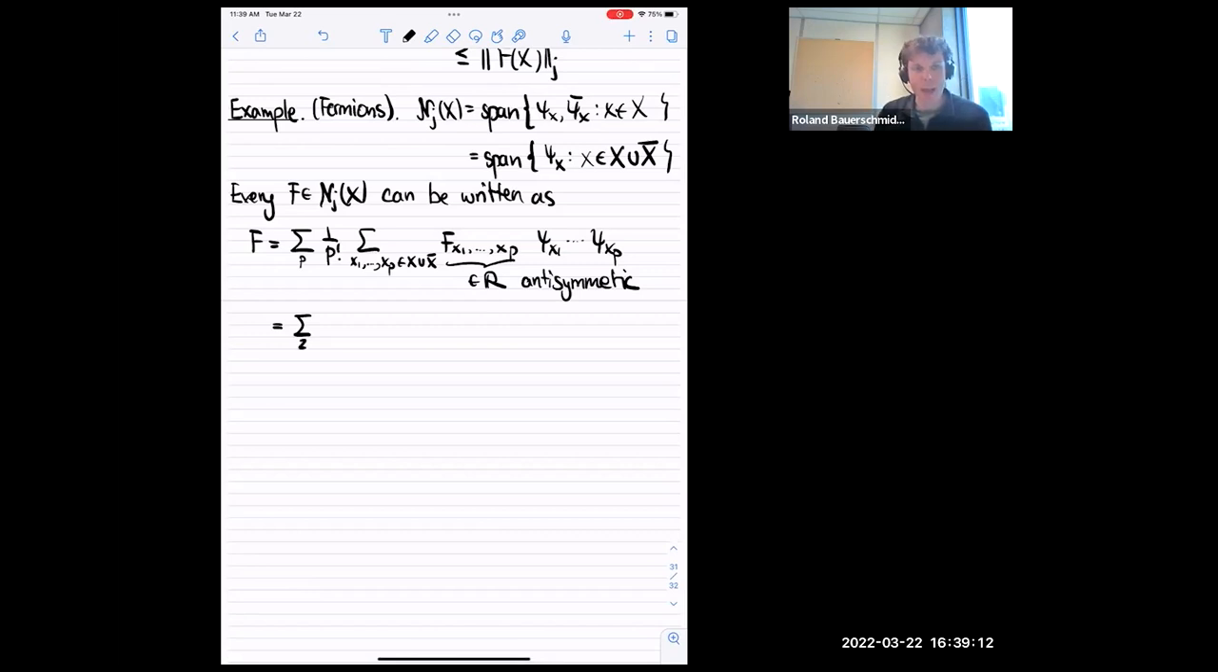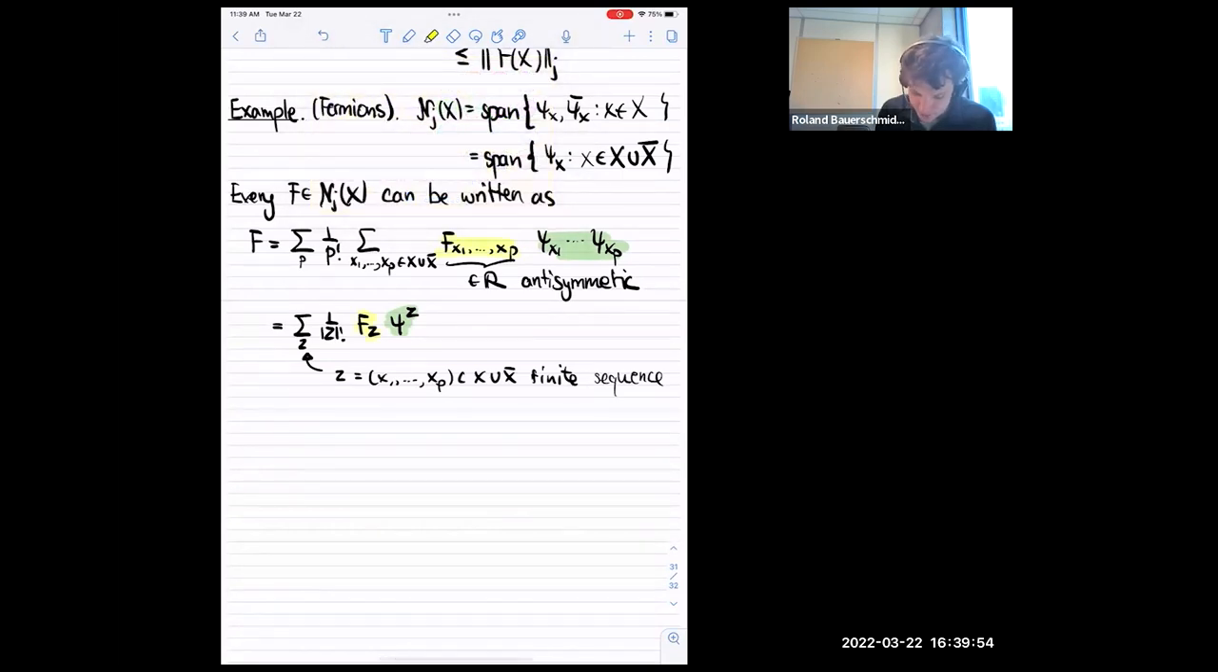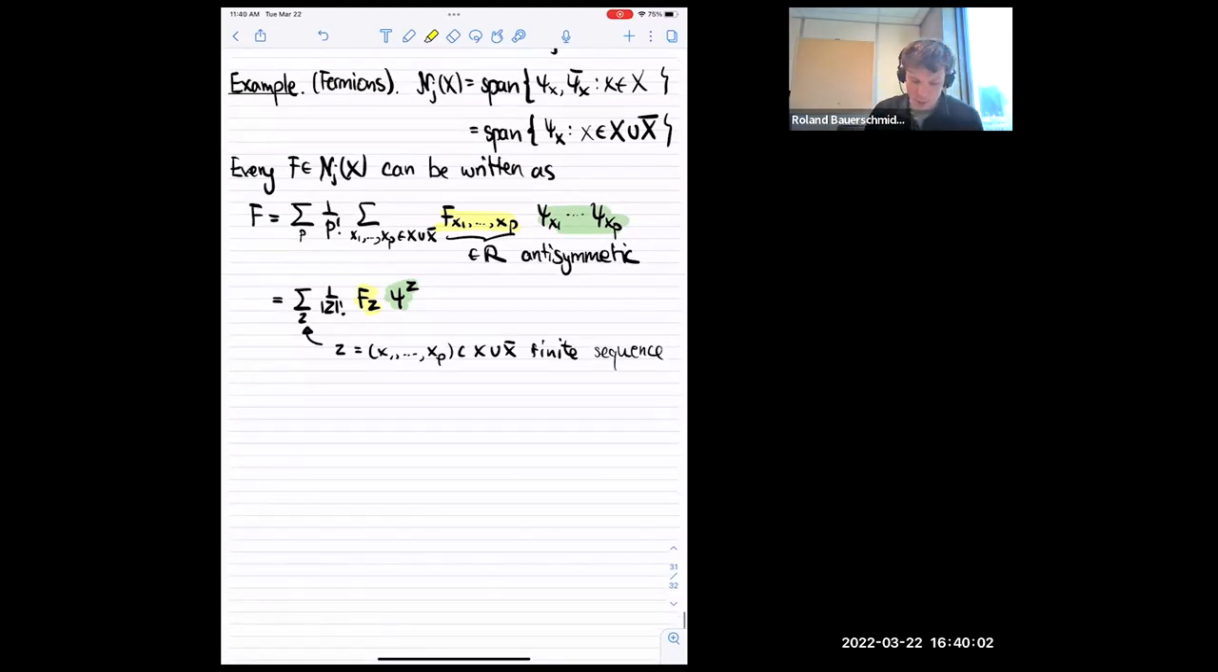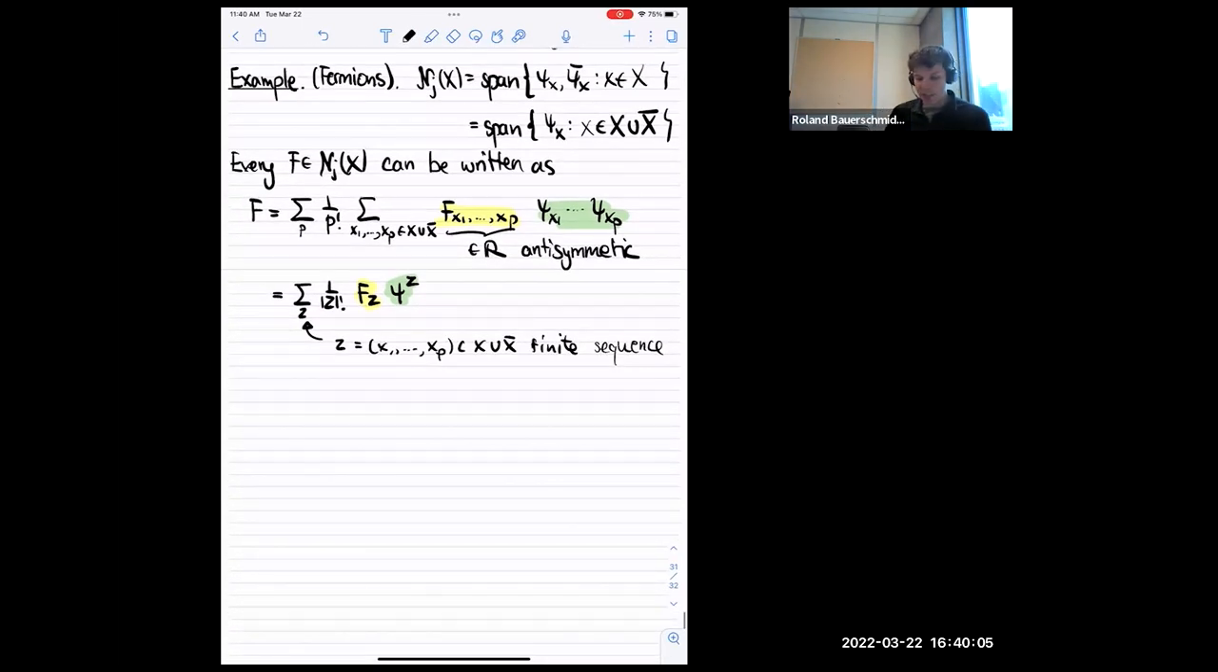And a useful way to write down exactly the same is to write z for x1 up to xp. It's a finite sequence of points, and with this abbreviation I can write 1 over the length of the sequence z, f_z, so that's the sequence there, and then psi to the z, where this product is going to be written as psi to the z. These coefficients only have one index here, and the 1/P factorial is written as z factorial. Okay, so every function of the fermion can be written in this way.